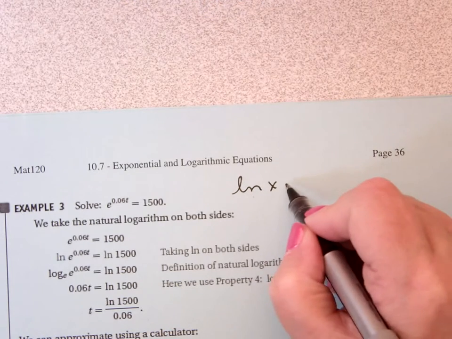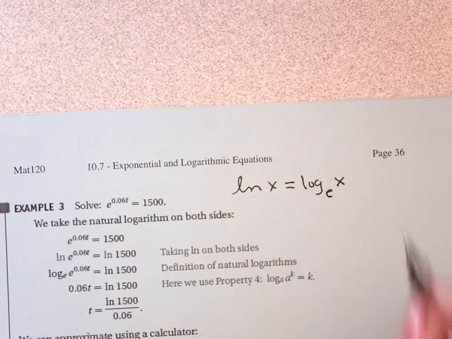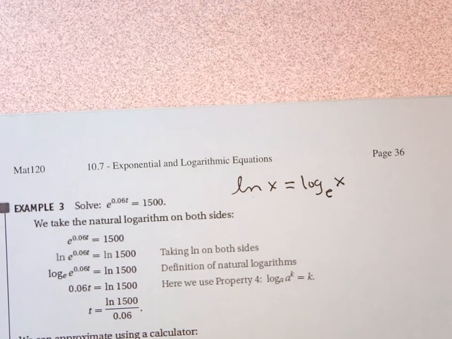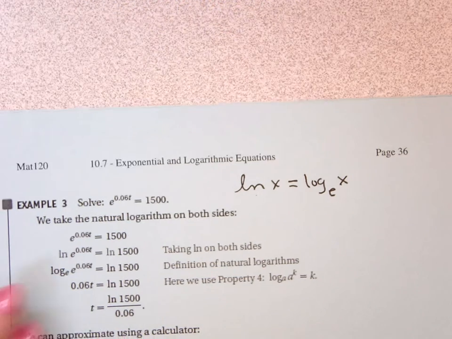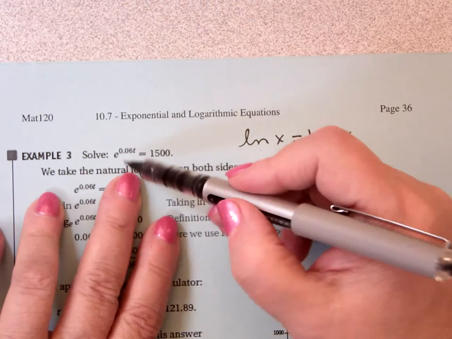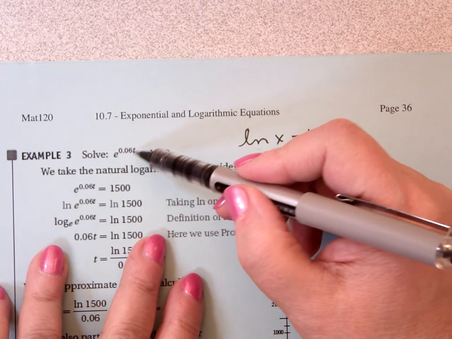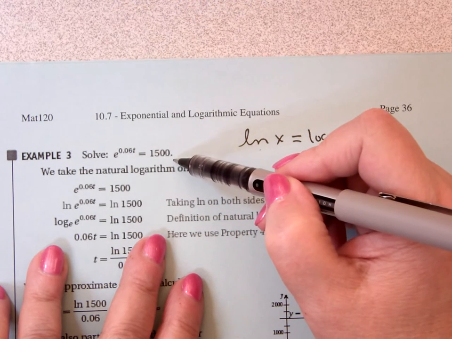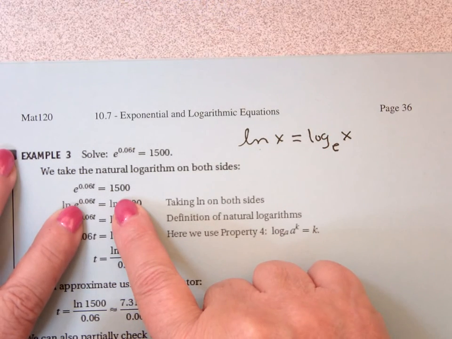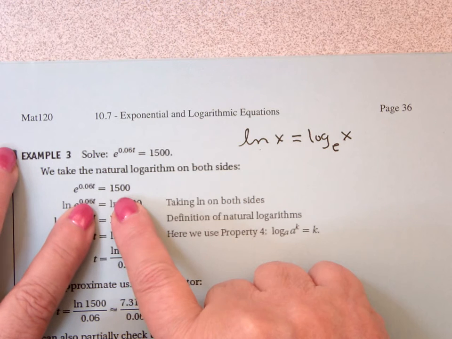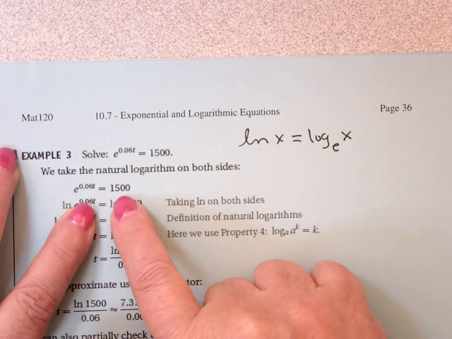That ln x is the same as log base e of x. So anytime e is involved, you're going to use ln. Anytime. So if I had e to the 0.06t equals 1500, that's my equation. I can't make 1500 be base e, much as I would like to, can't do it.